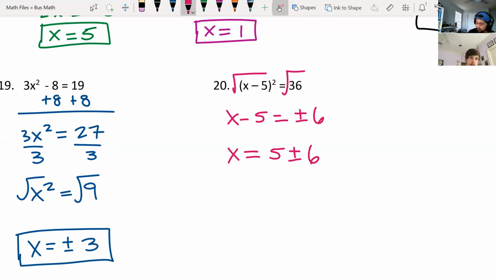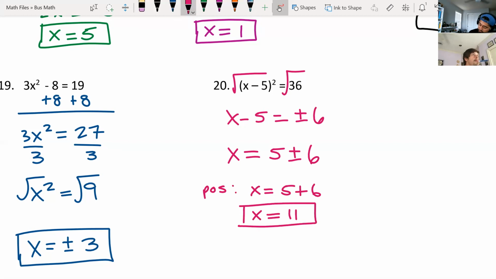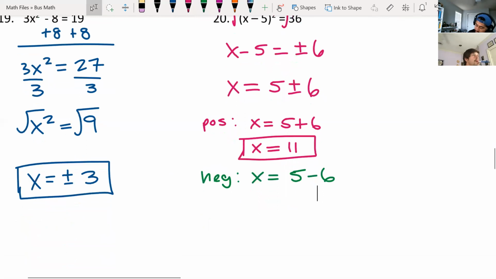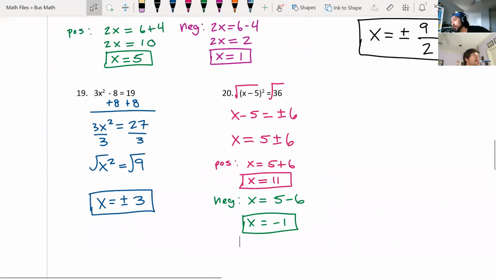And again, our two answers. We'll have our positive answer, x equals 5 plus 6, which will give me x equals 11. And then you'll have your negative answer, x equals 5 minus 6, which will give me x equals negative 1. There you go. And that is the square root method.